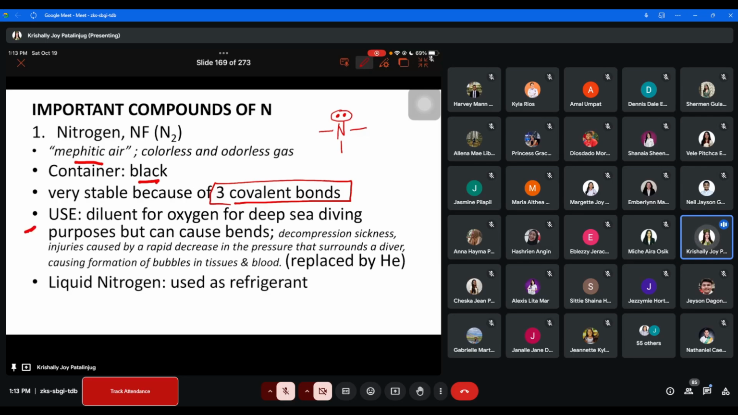Okay, for the uses of nitrogen gas, it's a diluent for oxygen for those sea divers, mga deep sea divers. So, yan yung use niya, diluent for oxygen. However, yung drawback is nagko-cause siya ng bends. Bends is also known as decompression sickness. Ito yung pagkakaroon ng bubbles, formation of bubbles in tissues and blood because of the nitrogen's impact sa bloodstream.